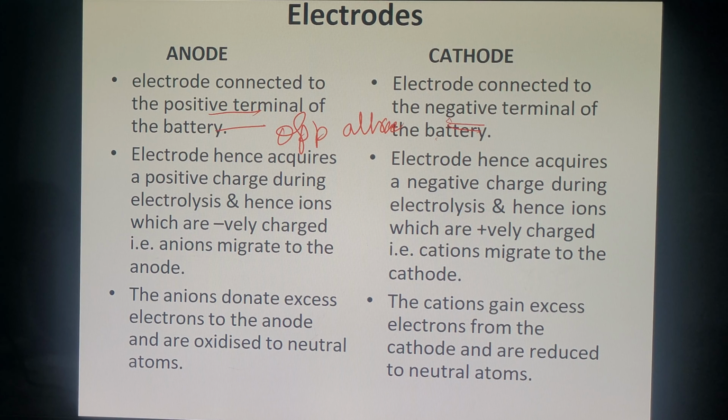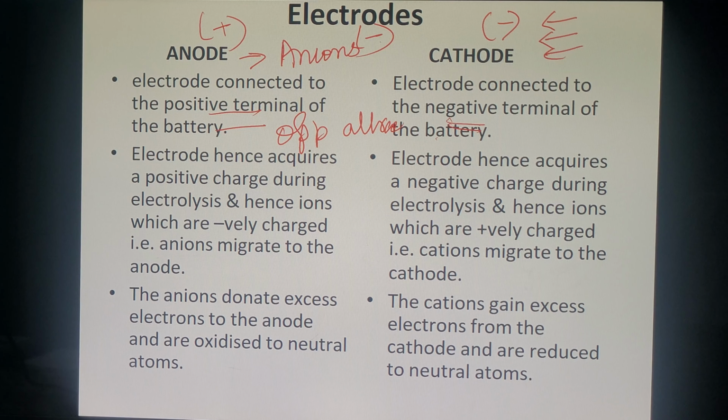Clear? So which ions will start moving towards the anode? Anions. My anode is positively charged, so which particles will start coming towards it? The opposite charge. Whereas the cathode is negatively charged, so which ions will start getting attracted to it? Of course, the cations.